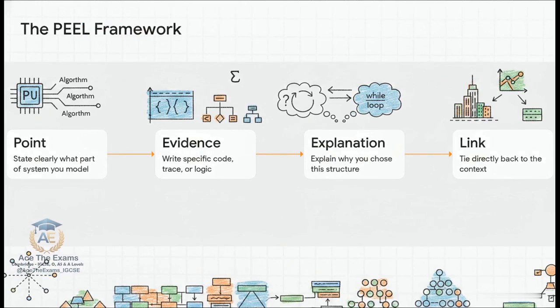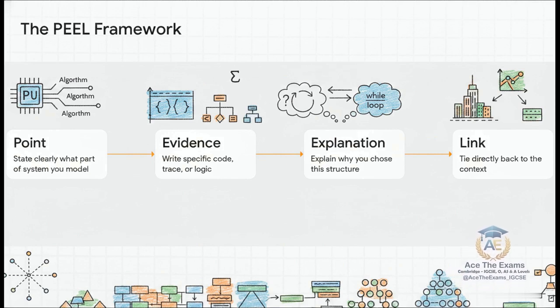Now, what's really interesting about this slide is how top-tier candidates actually bring that legal structure to life. They use the PEEL framework. You might know this from essay subjects, but it is a massive secret weapon in computer science. Step 1. Point. State clearly what part of the system you're modeling. Step 2. Evidence. Write the specific line of code or mathematical logic that supports your point.